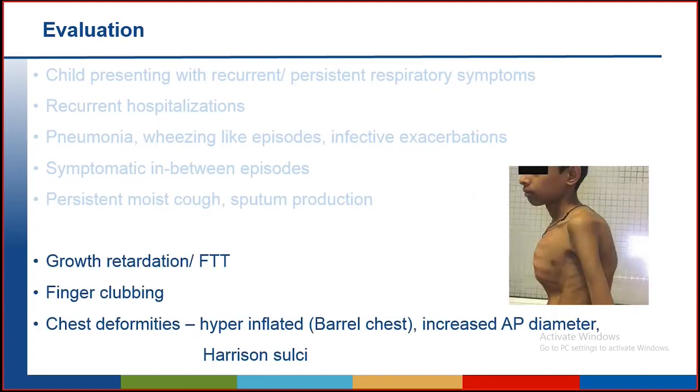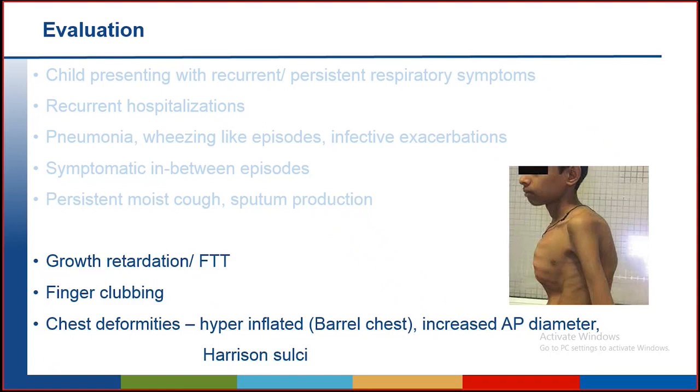Okay, the other thing is evaluation. If the child presents, sometimes as a first presentation of undiagnosed chronic lung disease, this child might have a history of recurrent hospital admissions and recurrent respiratory tract infections, with baseline or in-between intermittent symptoms. Plus, if you examine these children, they might have growth failure or failure to thrive, especially finger clubbing and some sort of chest deformities.